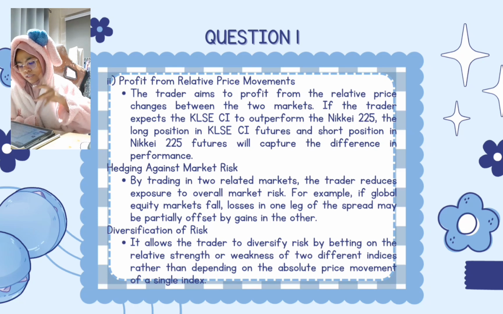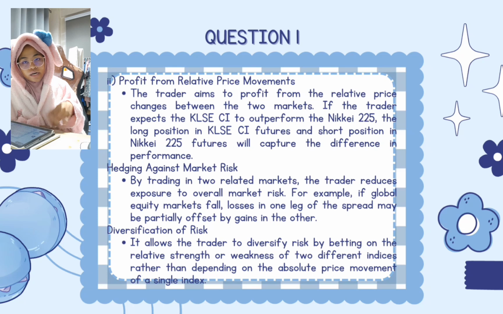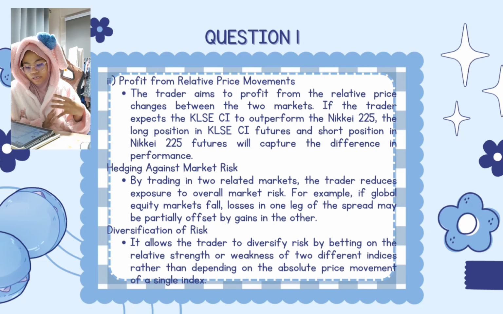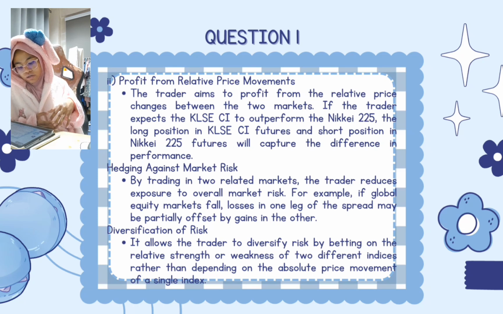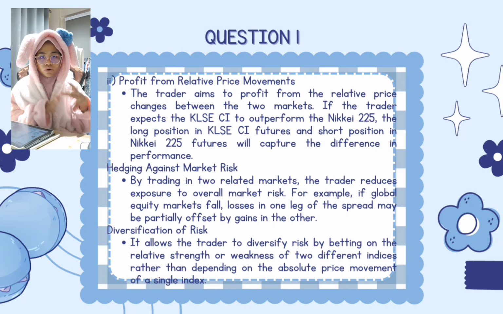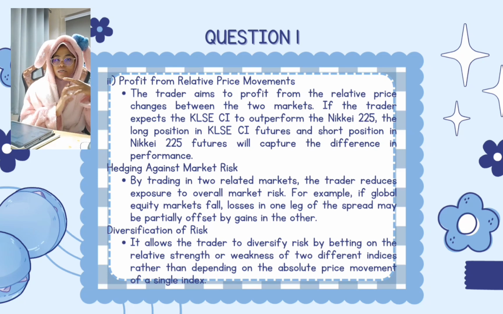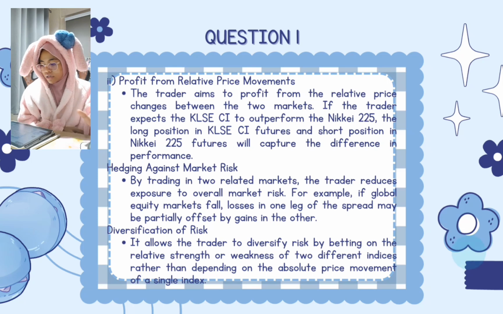Okay, the third one is diversification of risk. It allows the trader to diversify risk by betting on the relative strength or weakness of two different indices rather than depending on absolute price movement of a single index. Or we also call it as being naked.